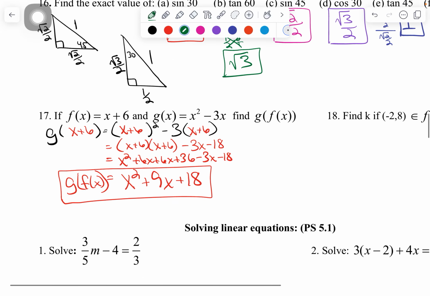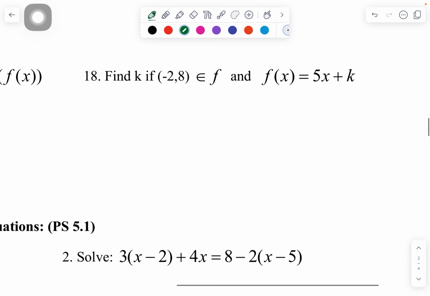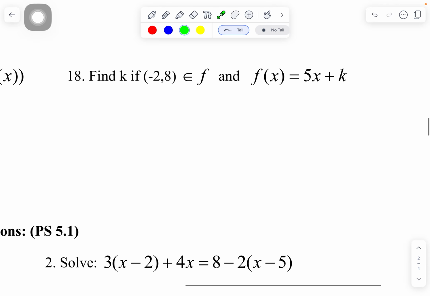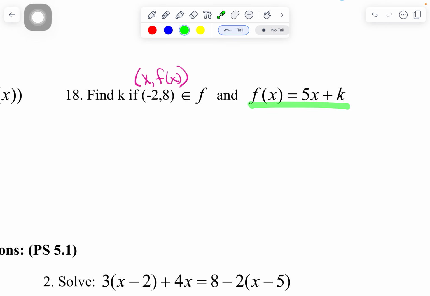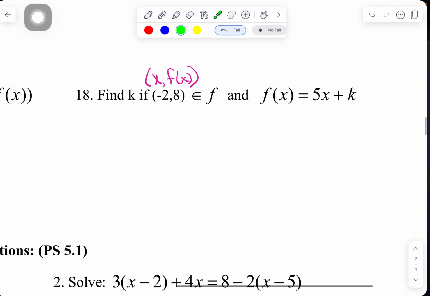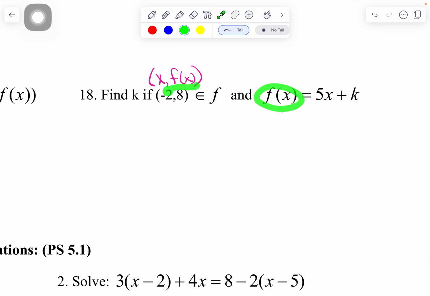I believe there is one more question here. It kind of goes back to the elements. All right. I'm asking you to find k if negative 2, 8 is an element of f. So this ordered pair is the point x comma f of x. So in this function here, x is going to get replaced with negative 2, and f of x is going to get replaced with 8. And then we'll be able to solve for k.